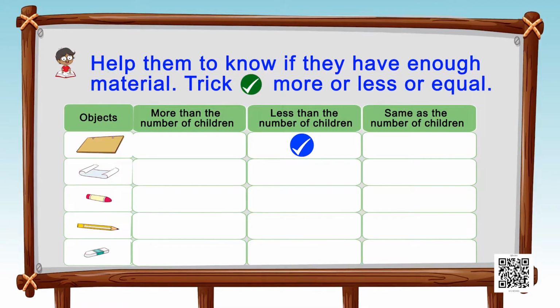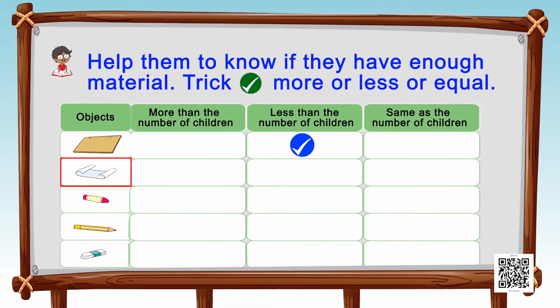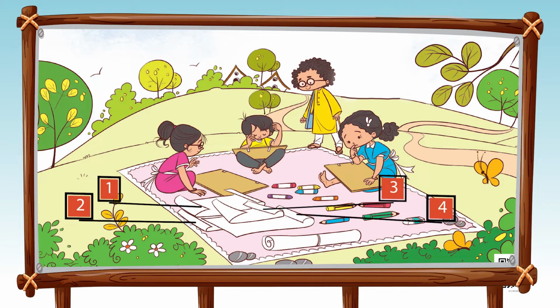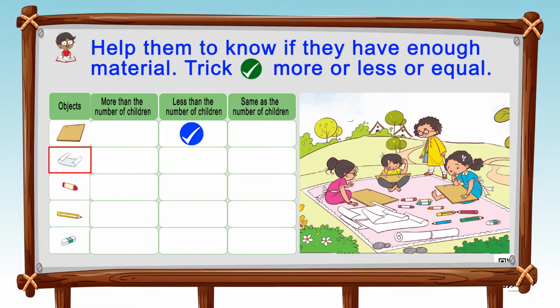Moving on to the next object. The next object, what do you see it is? It is a chart paper. So let's count how many chart papers we have. It's 1, 2, 3, 4 and 5. And how many children do we have? We have 4 children. So this is more than the number of children. So we will put a tick in the column where it says more than the number of children.